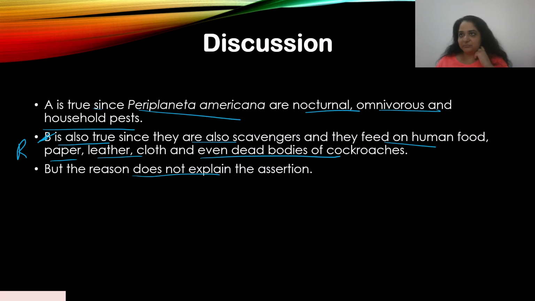So if they are scavengers, they don't have a reason to be a scavenger just because they are nocturnal, right? Or because they are omnivorous. So although both the assertion and the reason were true, I think D is the appropriate answer for this. It does not explain the assertion, although both statements are true. Okay, let's move on then.